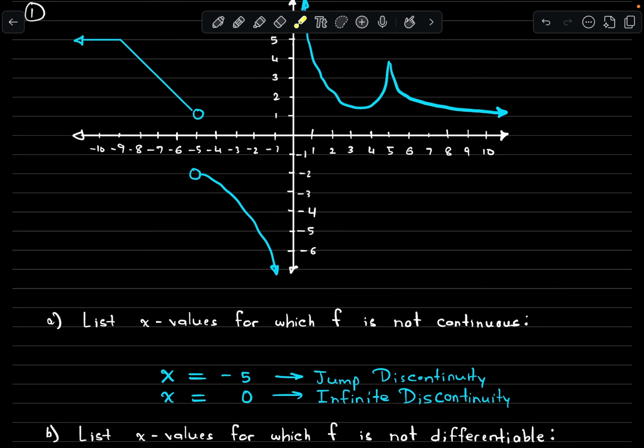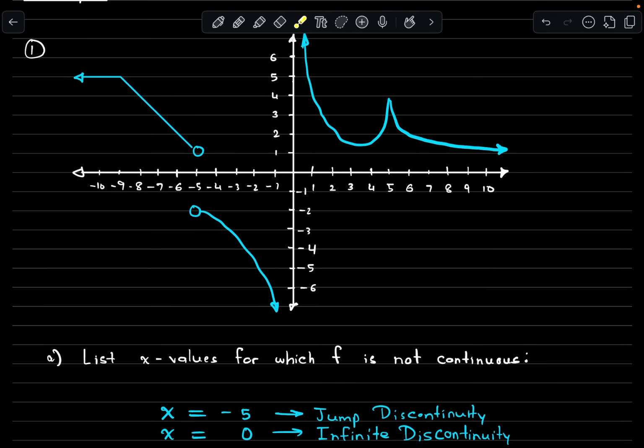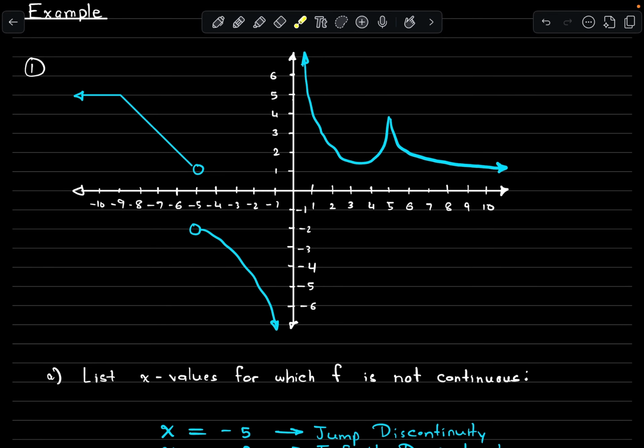That's part A. For part B, let's now think about where the function is not going to be differentiable. So of course, -5 and 0, because it's discontinuous there. But like we just saw, there are places where your function can be continuous and still not be differentiable. And our first example of this is happening at x equals -9, right? We've got our corner there.